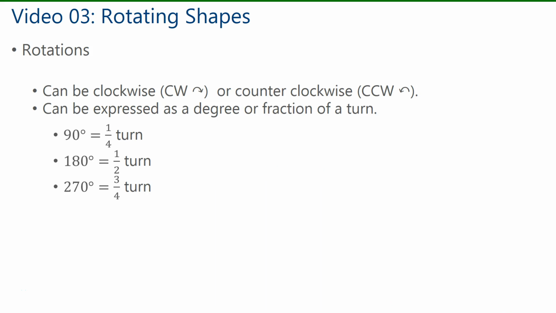Now, rotation can be clockwise or counterclockwise and can be expressed as a degree or a fraction. And we will be rotating shapes in multiples of 90: 90 degrees, 180 degrees, and 270 degrees. Now, a 90-degree rotation is the same as a quarter turn. 180 degrees is the same as a half turn. And 270 degrees is a 3/4 turn.